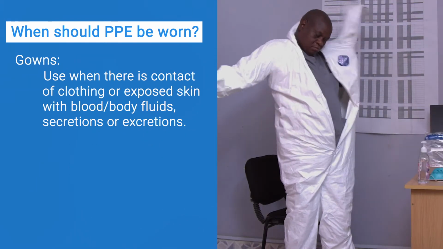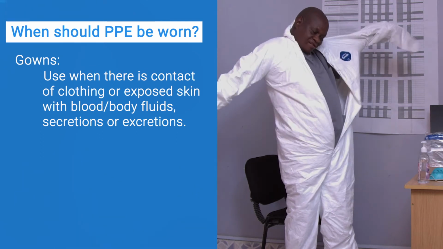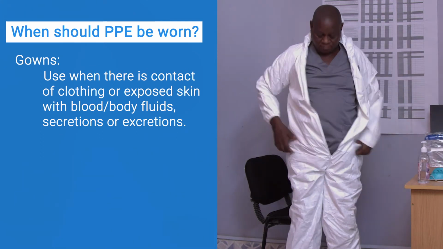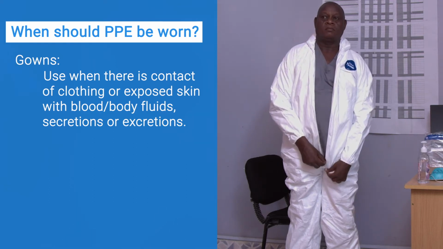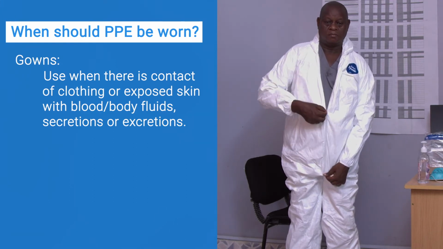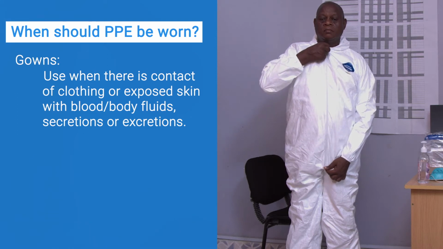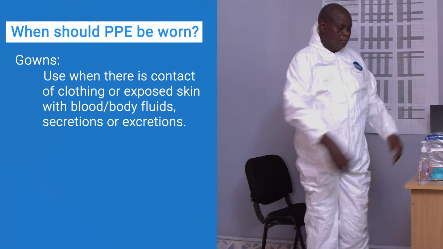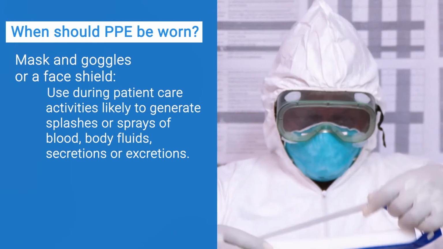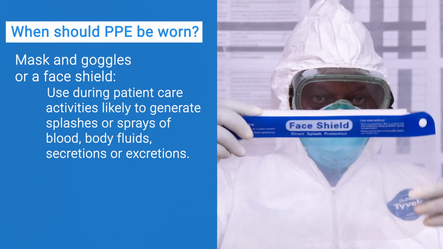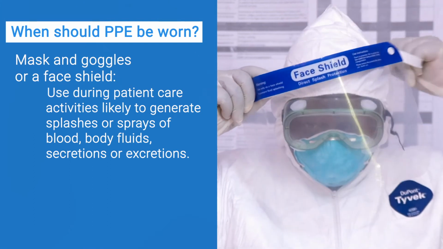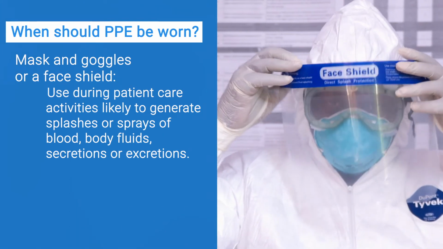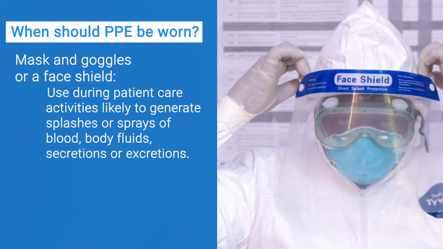Gowns. Used during procedures and patient care activities when there is contact of clothing or exposed skin with blood or body fluids, excretions, and secretions. Mask and goggles or face shield. Used during patient care activities likely to generate splashes or sprays of blood, body fluids, secretions, or excretions.